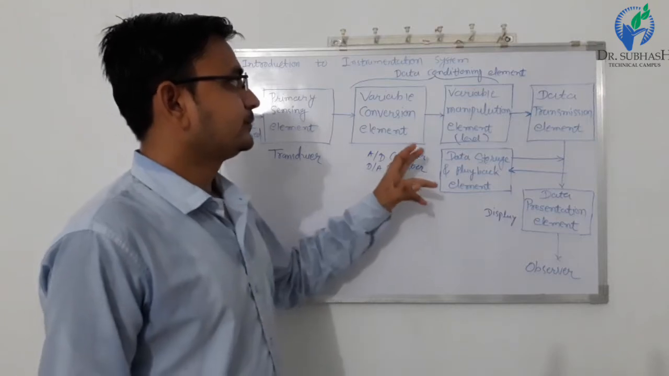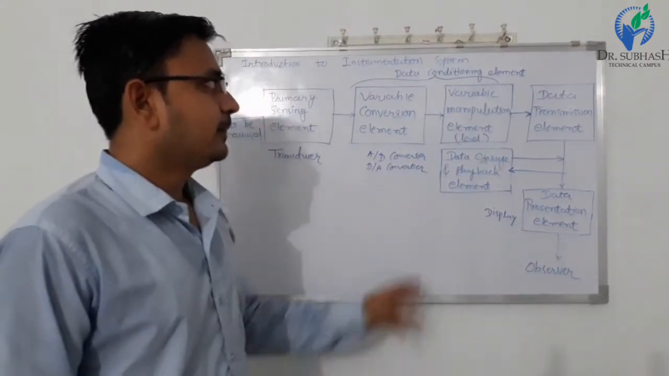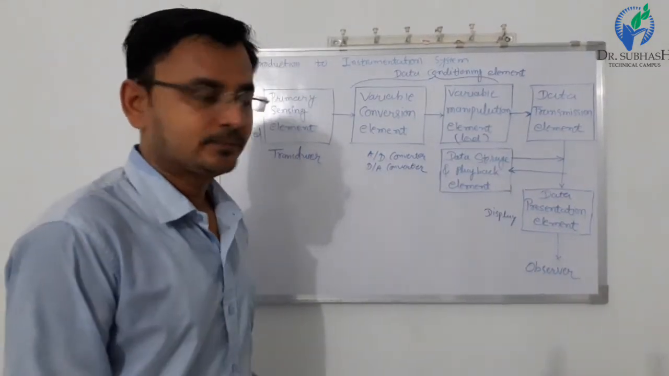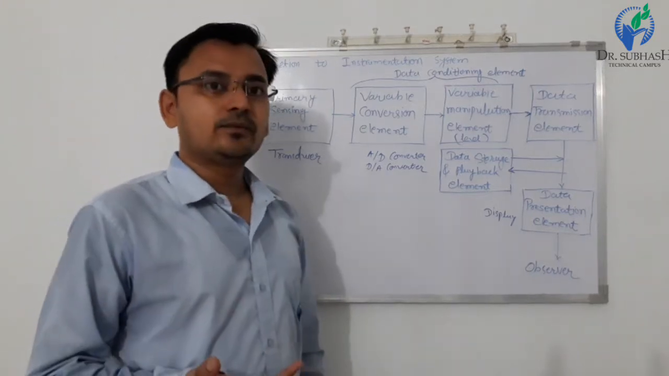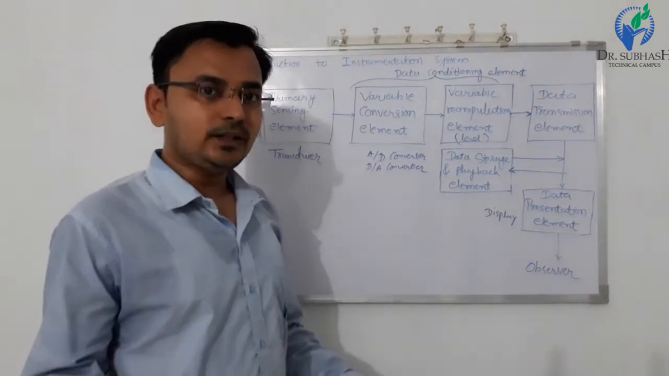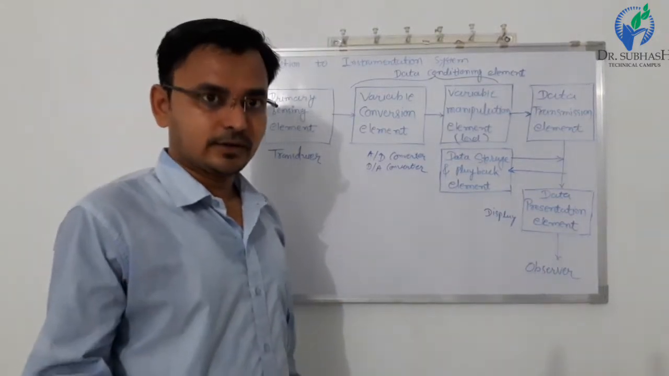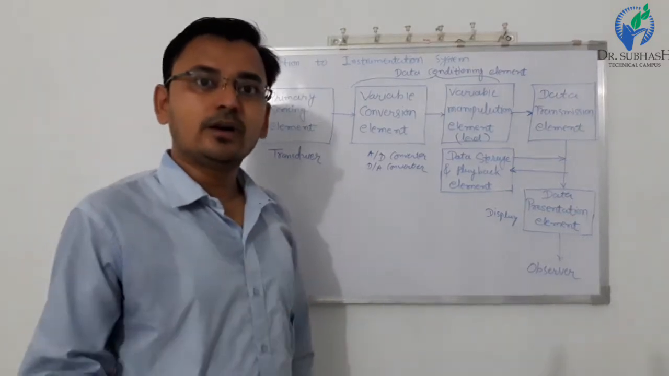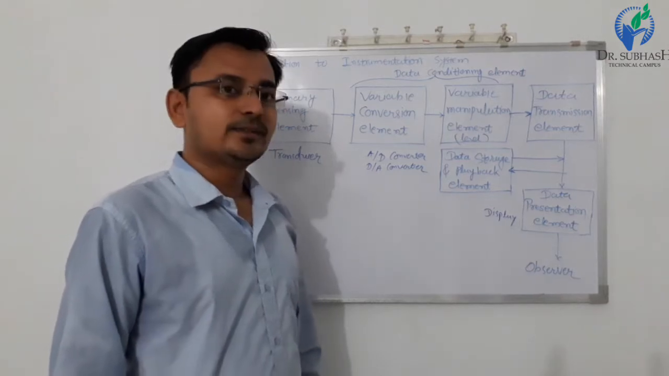Okay, now the output from the variable manipulation element is given to the data transmission element. Data transmission means, for example, some devices are at different locations. Then we have to transmit the data from one location to another. So for this we have to use a data transmission element.